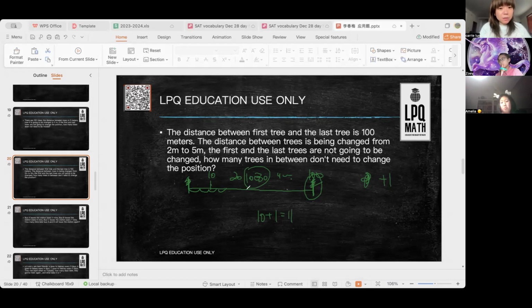Why is the earlier question called something times plus 2? Because it's 198 meters. The last one is not included in the multiples of 10, but 100, this tree, is included in the multiples of 10. So that's why you can only add up 1. Do you understand?